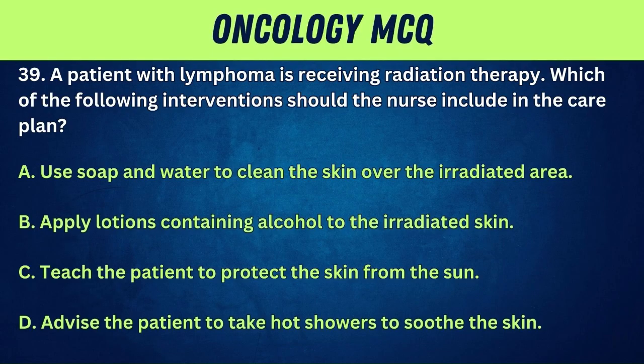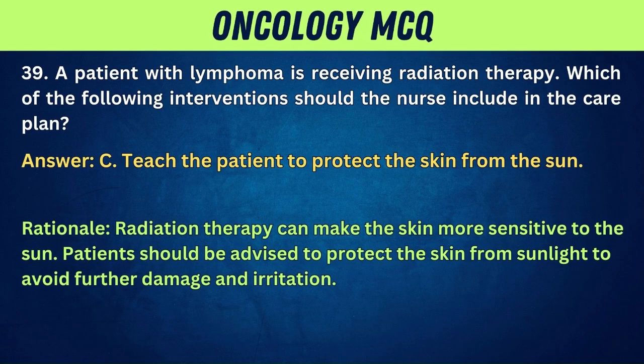A. Use soap and water to clean the skin over the irradiated area. B. Apply lotions containing alcohol to the irradiated skin. C. Teach the patient to protect the skin from the sun. D. Advise the patient to take hot showers to soothe the skin. Answer: C. Teach the patient to protect the skin from the sun.